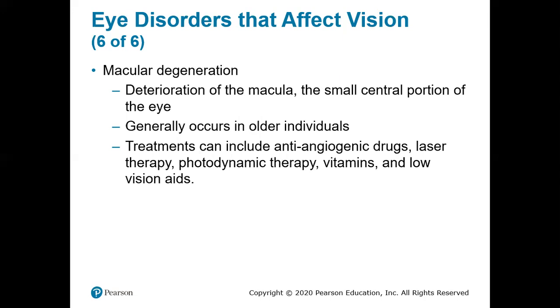Macular degeneration. This begins on page 386. This is deterioration of the macula, the small central portion of the eye, and generally occurs in older individuals. Treatments can include anti-angiogenic drugs, laser therapy, photodynamic therapy, vitamins, and low vision aids.